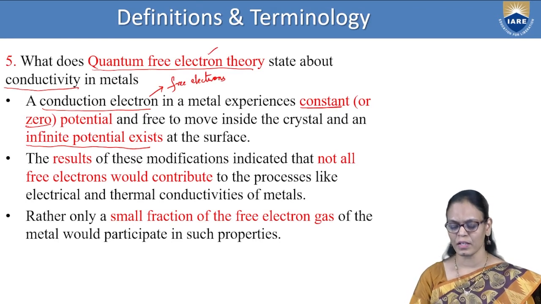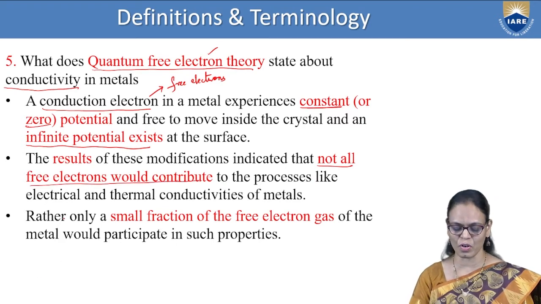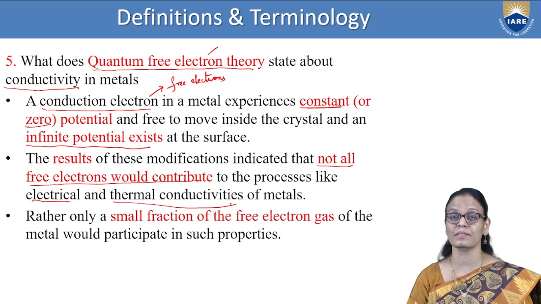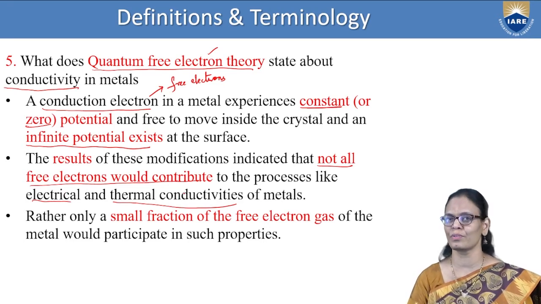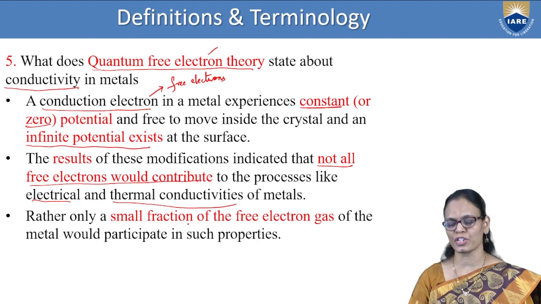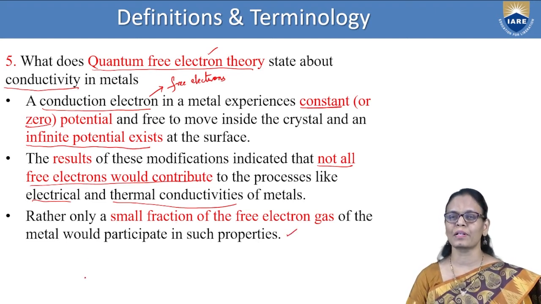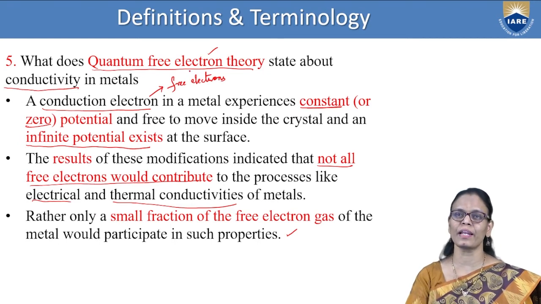Now, the results of these modifications, what does it indicate? It indicates that not all free electrons would contribute to the process of electrical and thermal conductivities. So, if I say the electron is free, does it conduct in electrical conductivity and thermal conductivity? No. All free electrons cannot contribute. Only a small fraction of the free electron gas would participate in such properties. So this is the outcome of this quantum free electron theory.